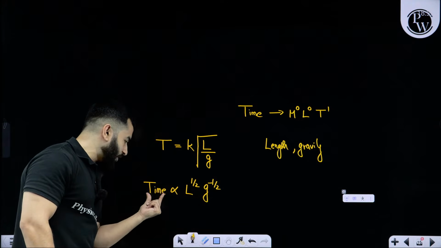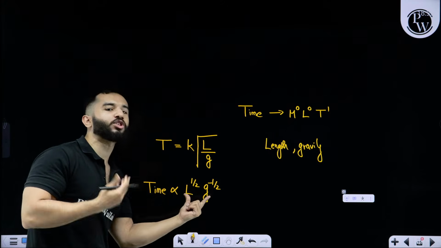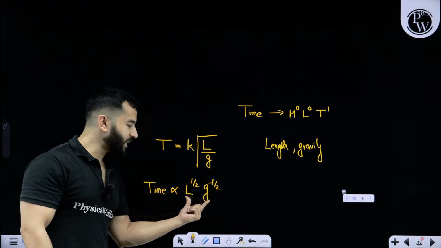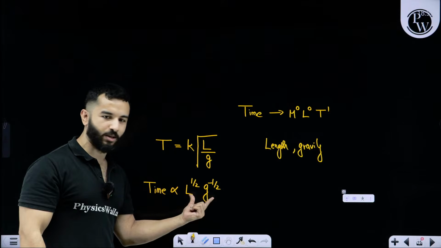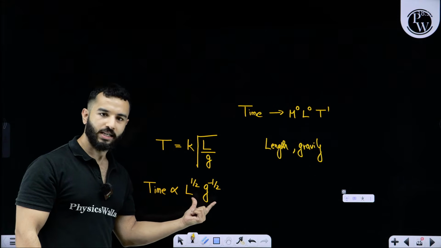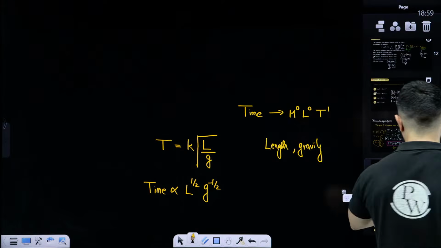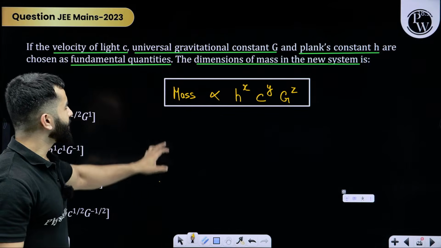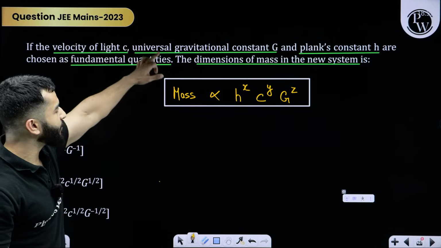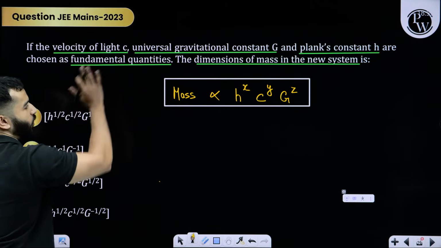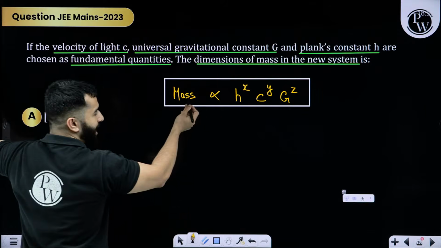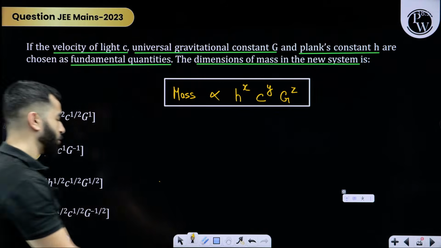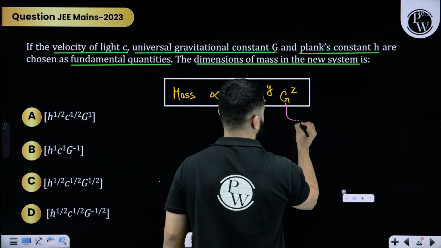So I am representing a physical quantity in terms of a new system, not a new unit, but a new system of quantities. So these are our imagined hypothetical fundamental quantities. Got it? Done? Doubt clear? So in this case, we have a situation like this. Kindly read. They are saying velocity of light, gravitational constant and Planck's constant are chosen as fundamental quantities, which means that mass is directly proportional to h to the power x, c to the power y, G to the power z. And that is why I was saying kindly remember the dimensional formulas of these things.